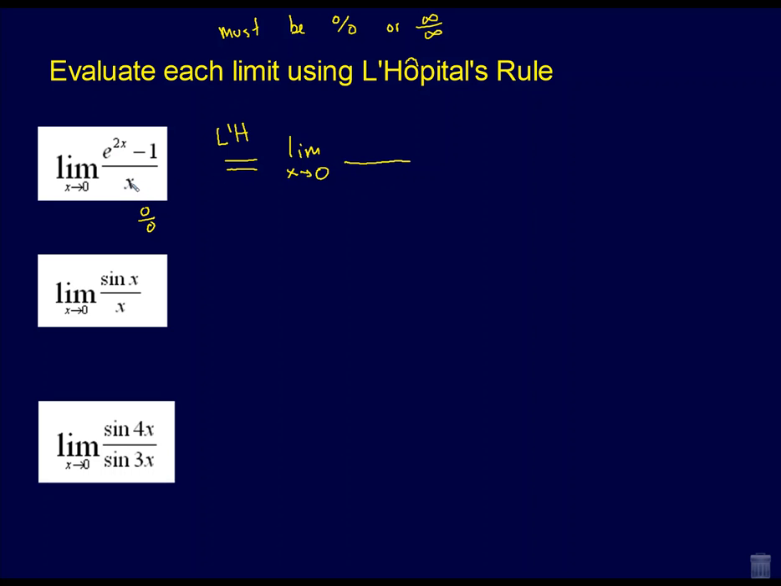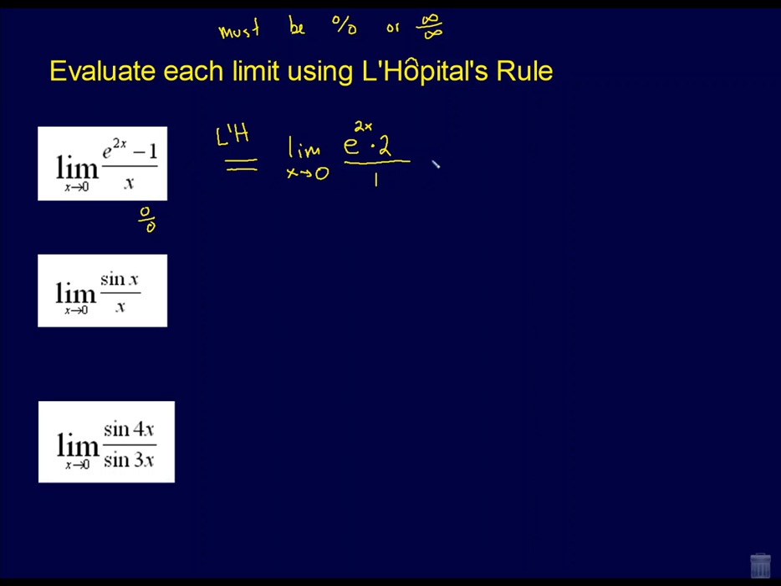So the denominator's derivative is the derivative of x, which is 1. And in the numerator, we're finding the derivative of e to the 2x minus 1. Watch out for the chain rule. Okay, this is like e to the u. And the derivative of e to the u is e to the u times u prime. So this is going to be e to the 2x times 2. And then the derivative of the minus 1 is 0. We're not even going to write that.